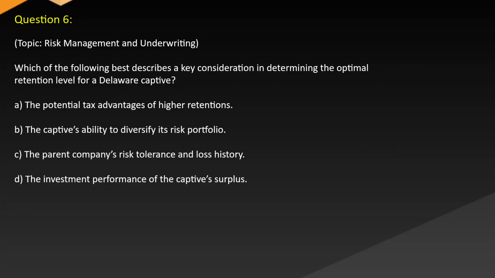Question 6. Topic: Risk management and underwriting. Which of the following best describes a key consideration in determining the optimal retention level for a Delaware captive? A. The potential tax advantages of higher retentions. B. The captive's ability to diversify its risk portfolio. C. The parent company's risk tolerance and loss history. D. The investment performance of the captive's surplus.